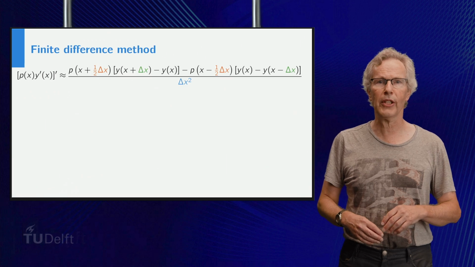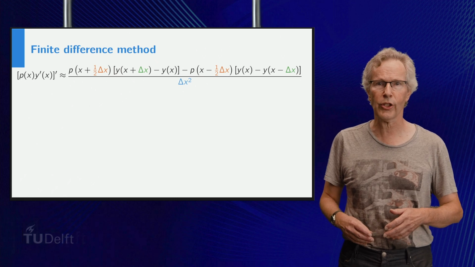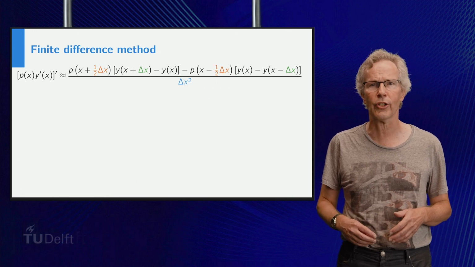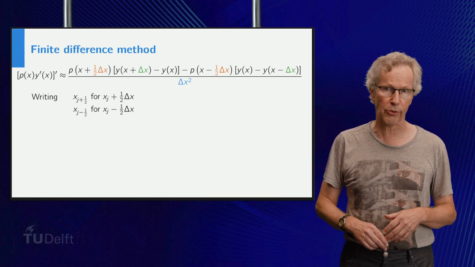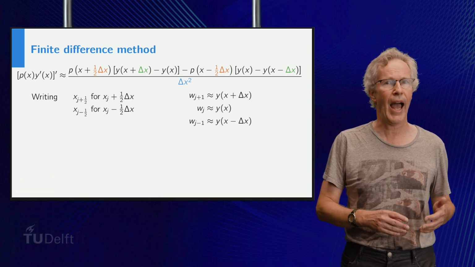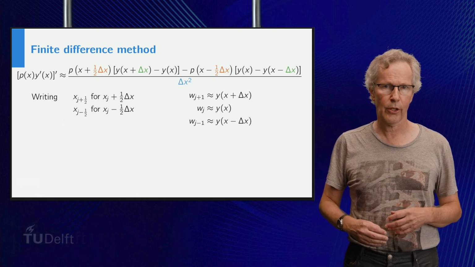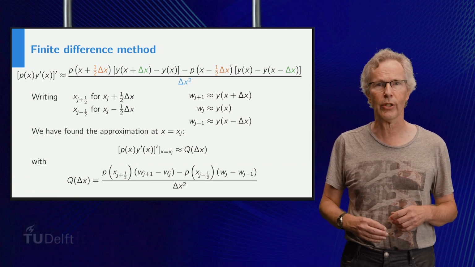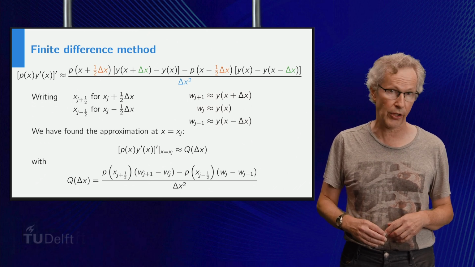The only thing still to be done now is writing the formula in a better readable way. We simplify the notations for x_j plus a half delta x and x_j minus a half delta x in this way. Furthermore, we use w_{j-1}, w_j and w_{j+1} for the approximations of y(x minus delta x), y(x) and y(x plus delta x). Substituting this in our formula leads to the final formula for the approximation of the first derivative of p(x) times y'(x) at location x_j.